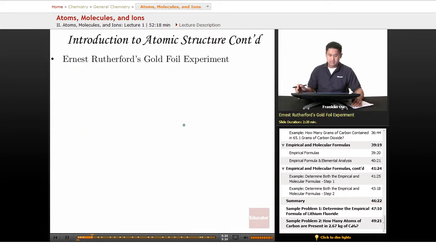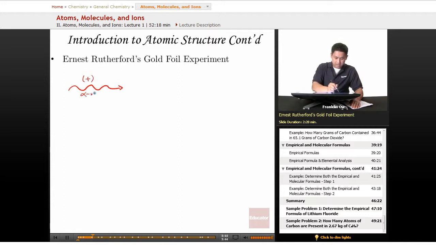Following John Dalton's atomic theory was one of the first major experiments on atomic structure, and this is what we call Ernest Rutherford's gold foil experiment. What Ernest Rutherford did was the following. He shot a beam of high energy particles that were positively charged, and these positively charged particles were what we call alpha rays, and this was shot at a very thin piece of gold foil.